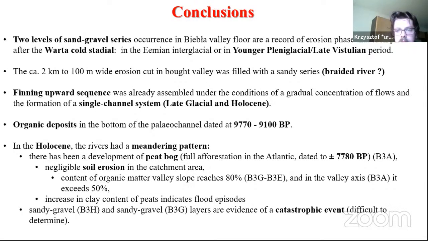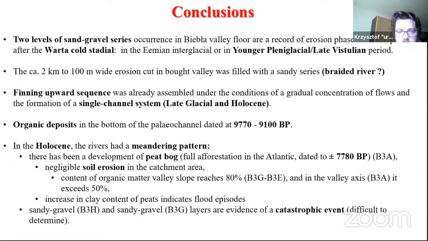Conclusion: 2 levels of sands and gravel series occurring in the Biebrza Valley floor are a record of an erosion phase that took place after the Warta cold stage, in the Eemian interglacial or in the younger Pleistocene and late Pleistocene period. About 2 kilometers long and 100 meters wide, the erosion cut in both valleys was filled with ascent series.